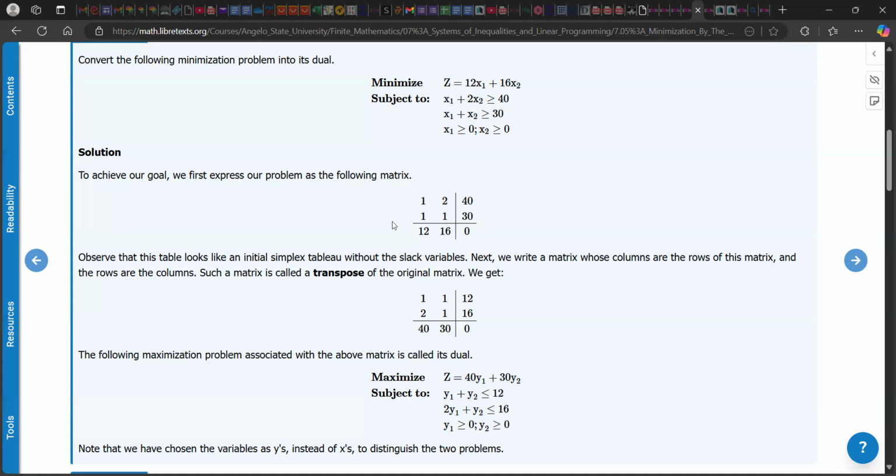Good. So you take the initial minimization matrix and transpose it. Take the row, make it into a column. 1, 2, 4, 40 is the first row. That becomes the first column, 1, 2, 40. 1, 1, 30 is the second row. Make that into your second column. 12, 16, and 0 was your third row. Make it into your fourth column. Take these coefficients now and make a maximization problem. Here it is.